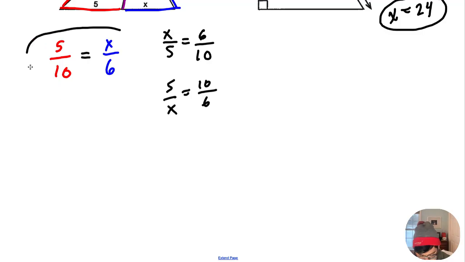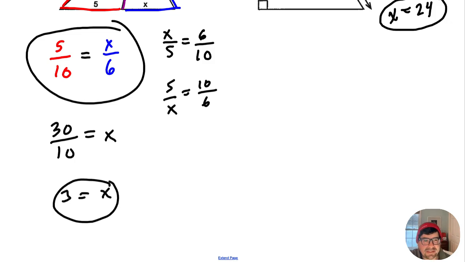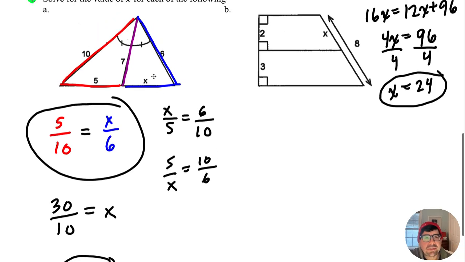I chose this one. It's how I enjoy seeing it, but it also puts x in the numerator. If I multiply both sides by 6, 5 times 6 is 30 over 10, and x is equal to 3. And then, look at the diagram, see if that's reasonable. It looks like a reasonable measurement, right? Nothing absurd here. And the diagrams aren't necessarily to scale, but if you get something like 100, that would not be very reasonable.